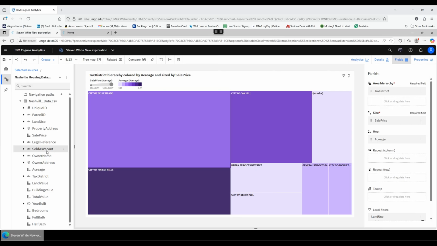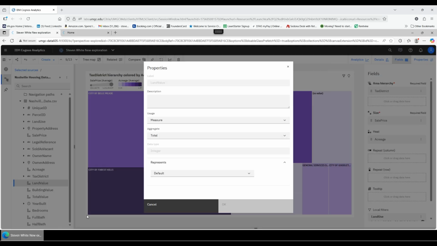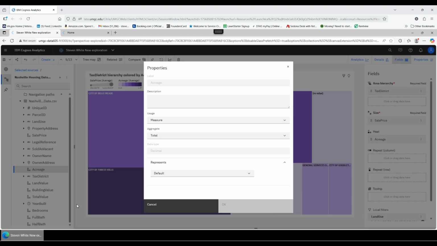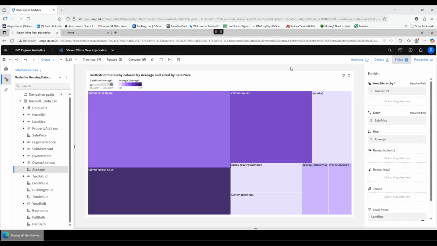Home buyers can look at average pricing for that respective area and look at the pricing over time. This data set contains a mixture of numerical and text data, such as the land value as an integer. Acreage we can see is set as a decimal, and other text values in this data set.